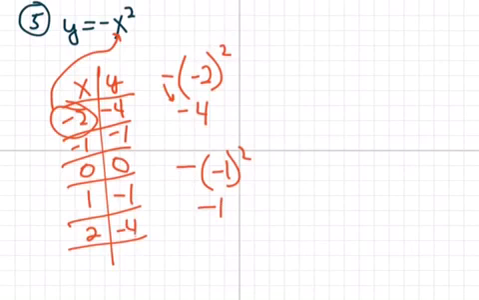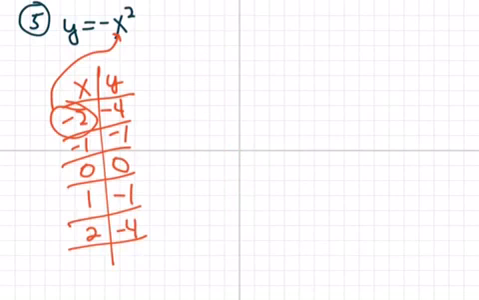Next, we're going to plot those points. So plotting negative 2, negative 4, so left 2, down 4. Then we're at left 1, down 1, negative 1, negative 1. 0, 0. We're at 1, negative 1. And we're at 2, negative 4. So we get this shape here, which is this curved shape. It's not a straight line. This graph is also nonlinear.